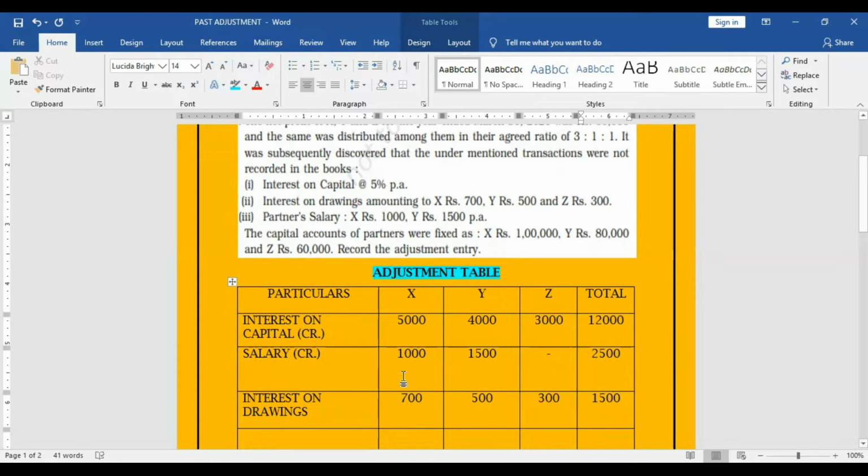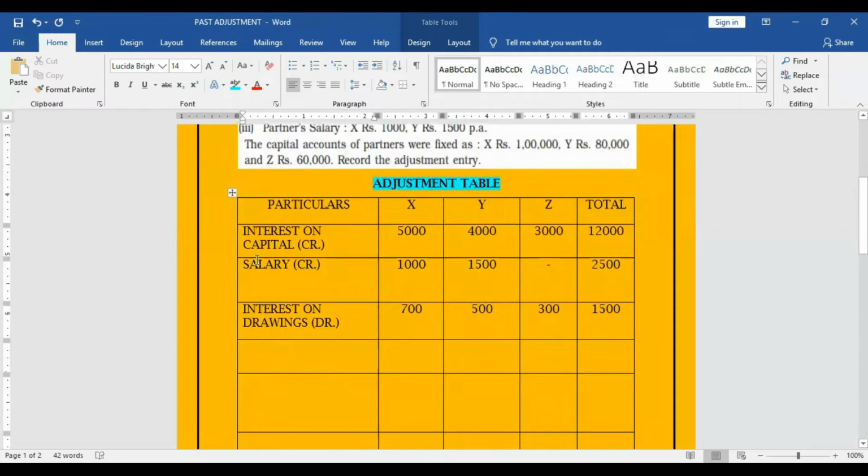Now, what we have done: for interest on capital, there is a short credit, so we have credited. For salary, there is a short credit in the capital account, so we have credited. For interest on drawing, there is a short debit in the partner capital account, so we have debited. The next step is to find the difference between the total of the credit items and the total of the debit items. Let us assume this one is A, we will name it as A.